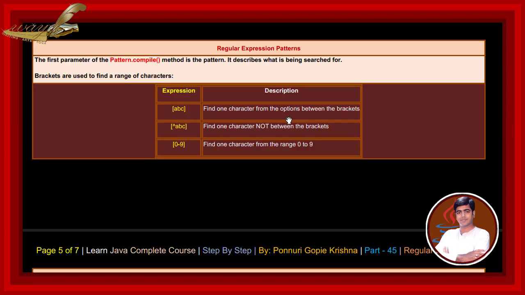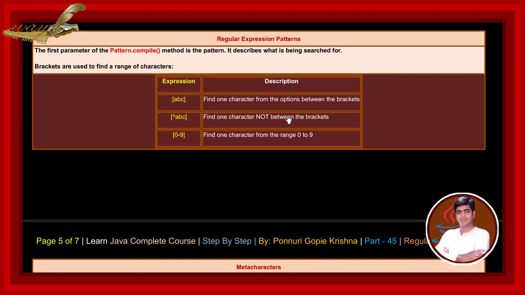Regular expression patterns. The first parameter of the Pattern.compile method is the pattern. It describes what is being searched for. Brackets are used to find a range of characters. [abc]: find one character from the options between the brackets. [^abc]: find one character not between the brackets. [0-9]: find one character from the range 0 to 9.